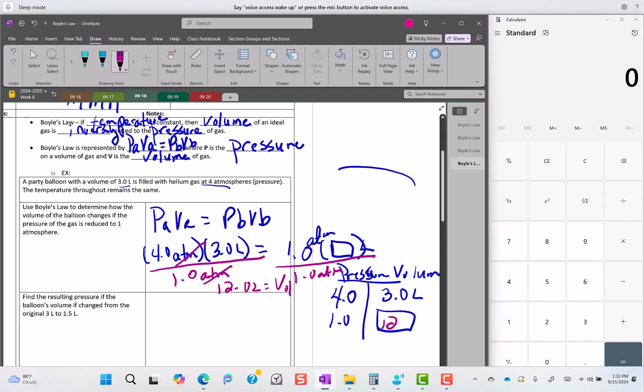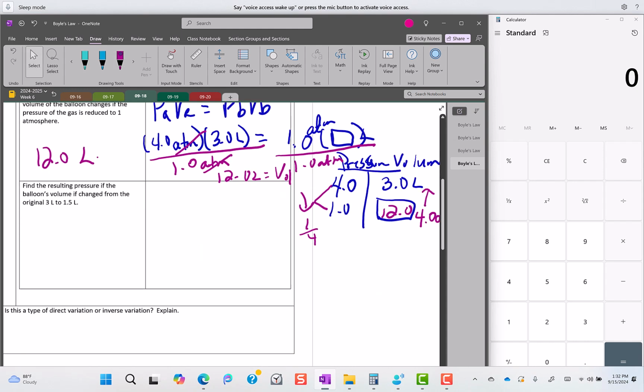As we can see, the pressure decreased by a factor of 4. So this went down by 1/4, and the volume increased by being multiplied by 4. We took 3 times 4 to get this. It says determine the change, so we have over here that it's now 12.0 liters.